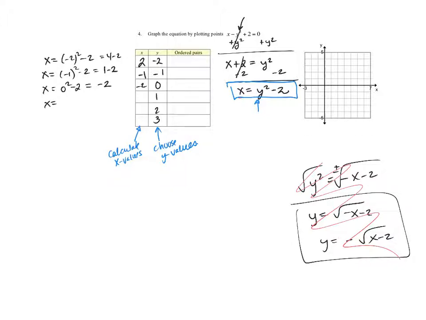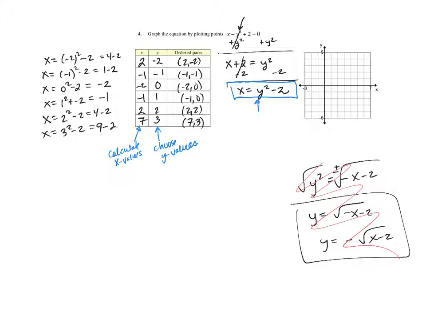And keep going here. We would get, with putting in a 1 for y, we'd get 1 squared minus 2, which is negative 1. And finally, x is equal to 2 squared minus 2. That's 4 minus 2. And then we have 3 squared, which would be 9 minus 2, which is 7. Okay, and then I can just go through and graph all these ordered pairs.